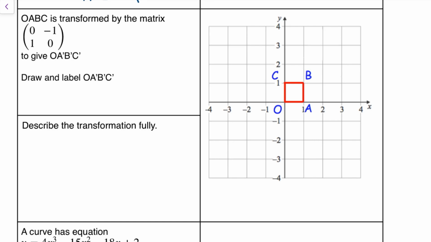Next question. OABC is transformed by the matrix to give this, draw and label. Now, you might have seen me do a question similar to this before. I tend to work out what it is first and then work backwards rather than trying to do the whole matrix. Let's think about what's going on here.